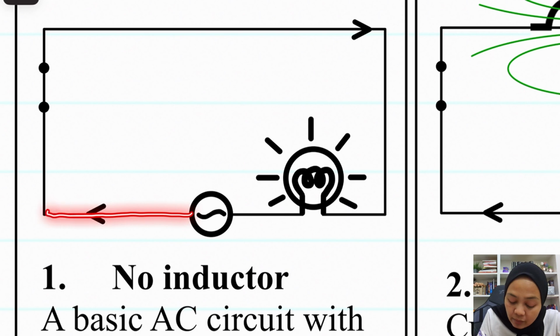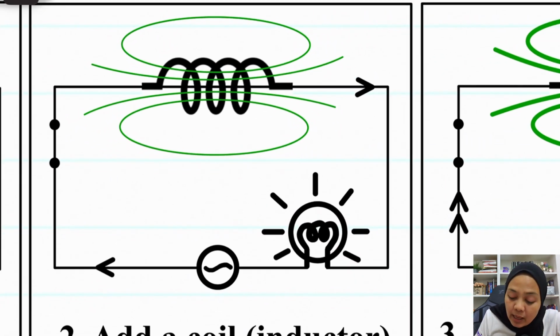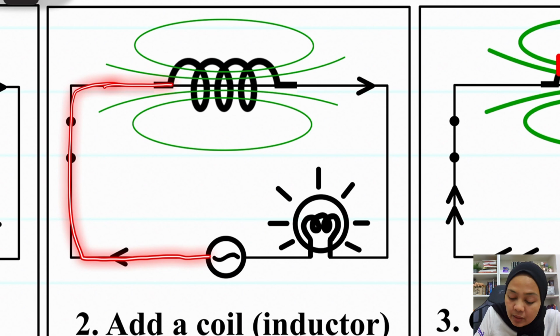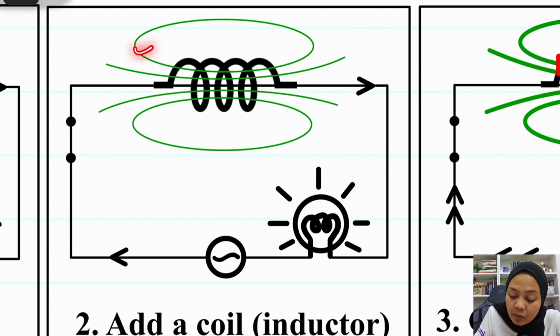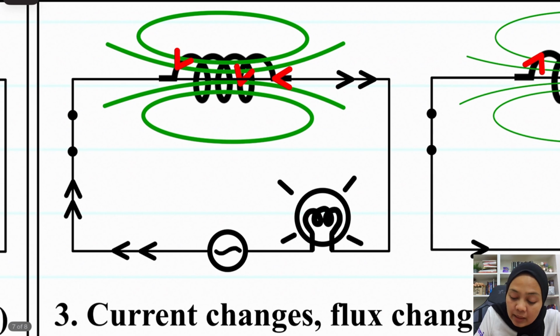Let's assume that the current flows in one direction first, like this, and the bulb lights up. Then we add an inductor, or a coil, or a solenoid into this circuit. As the current builds up and flows into the solenoid or coil, the magnetic field also starts building up. The magnetic field is getting stronger.